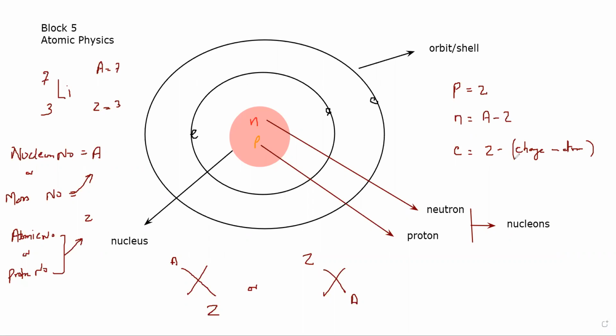What is the charge on the atom? We subtract it, and we will get the number of electrons. I'll give an example. Example, you have calcium, which is 20 and 40 with a charge of 2 plus.